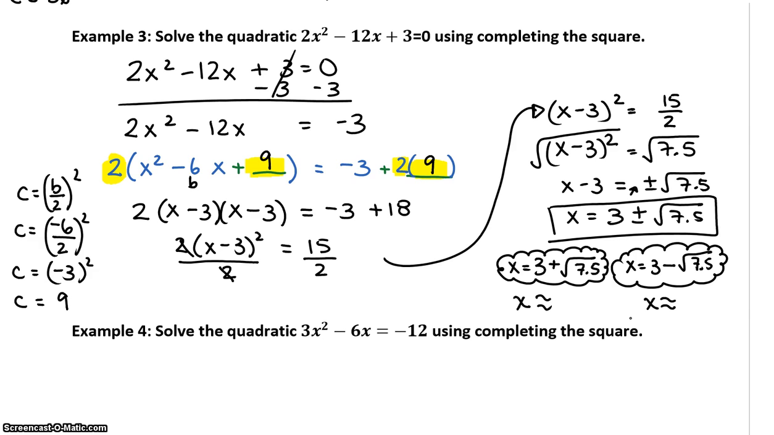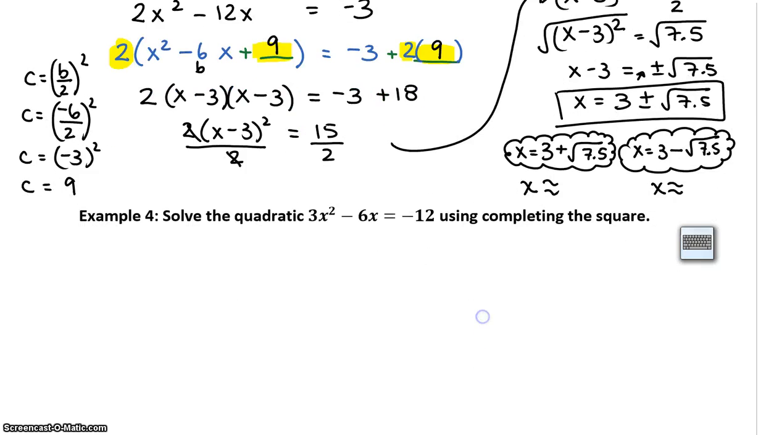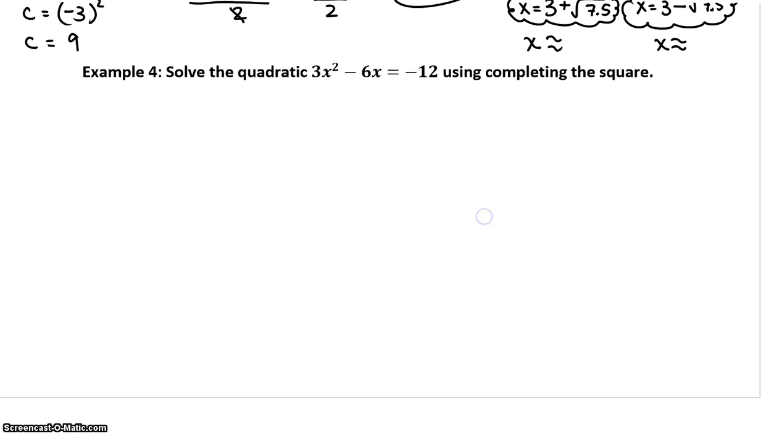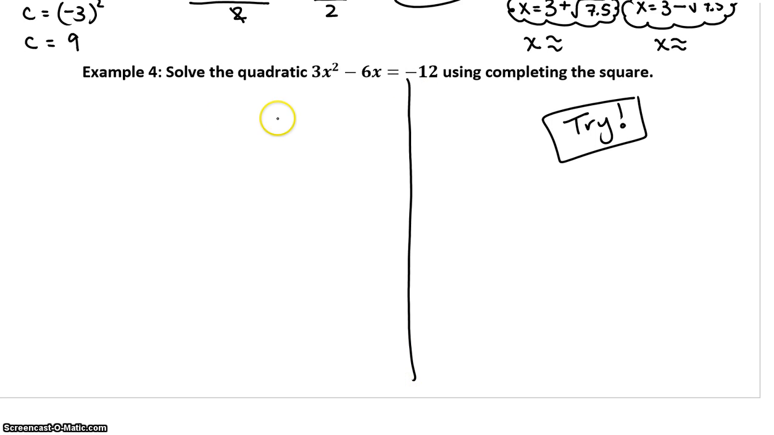All right. I want you to give example number 4 a try. This is a problem that we're going to go over in class together. Please do not forget to try it. I think it's really important that you try it without us. And if you want, you can even draw a line so it's your attempt, and then we'll do one together in class as well.